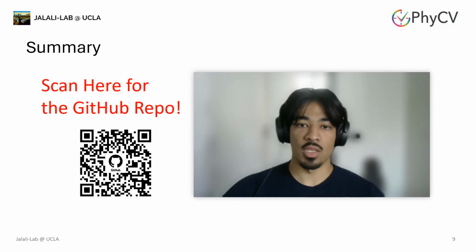In summary, this video introduced PhyCV, a novel class of physics-inspired computer vision algorithms developed in the Jalali-Lab at UCLA, and outlined some of its most important advantages in the context of image processing and computer vision applications on the edge.